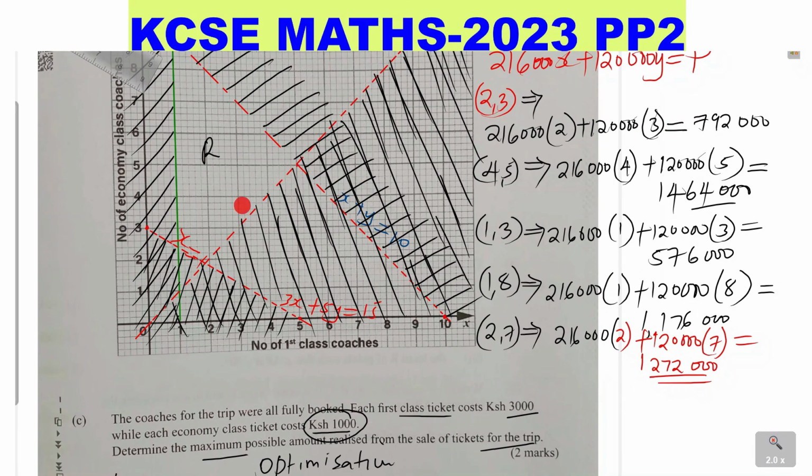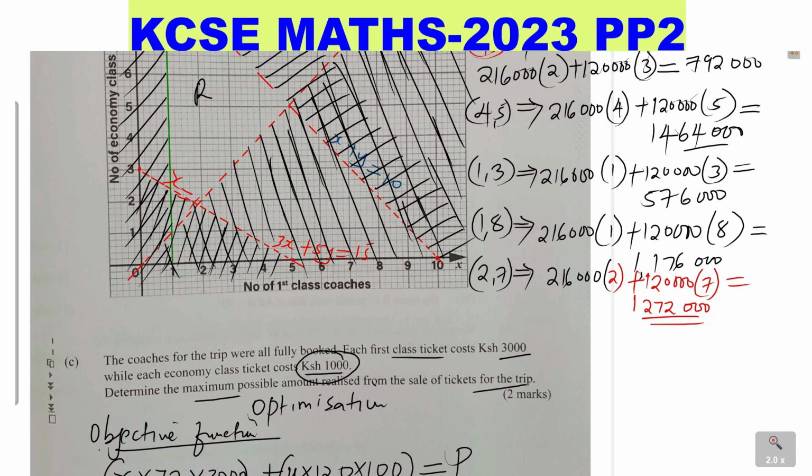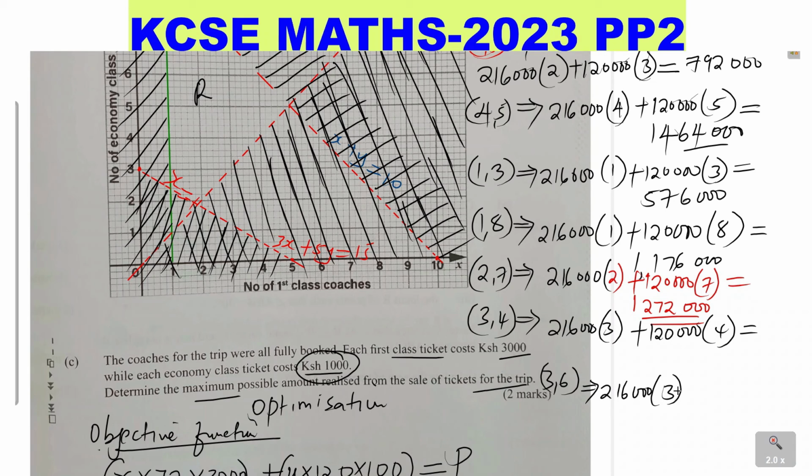That is going to give 1,272,000. So we can pick a point here, (3, 4) and (3, 6). (3, 4) and (3, 6). So (3, 4), so 216,000 times 3 plus 120,000 times 4. And then we can also pick the upper side, (3, 6). So we'll give an answer for that, (3, 6). So this one will give 216,000 times 3 plus 120,000 times 6.